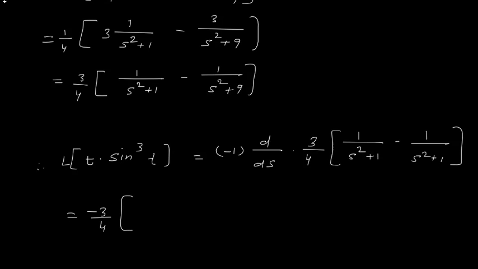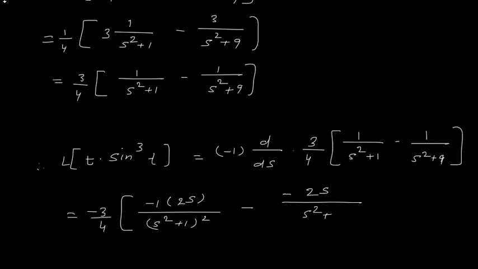Now the derivative of 1 upon s square plus 1: I will use the u upon v rule. The derivative of u becomes 0, minus 1 into the derivative of s square plus 1, which is 2s, whole divided by s square plus 1 the whole square. Here it is minus, and again I have minus 2s, so here also I get 2s upon s square plus 9 the whole square.